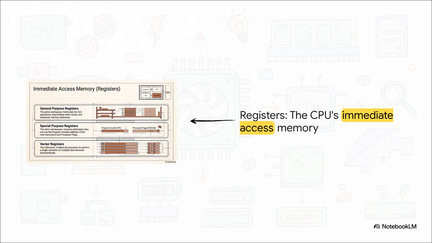Right next to the ALU is the register file. Think of it this way. If your main hard drive is a distant warehouse, these registers are the chef's cutting board right in front of the CPU. They are incredibly fast, microscopic memory units for data that is being used this exact millisecond. General-purpose registers are basically scratch pads for math. Special-purpose registers have really strict jobs, like the program counter, which keeps track of exactly where we are in a program. And vector registers, those are wide, multi-lane highways that let the processor apply a single operation to a whole chunk of data at once.